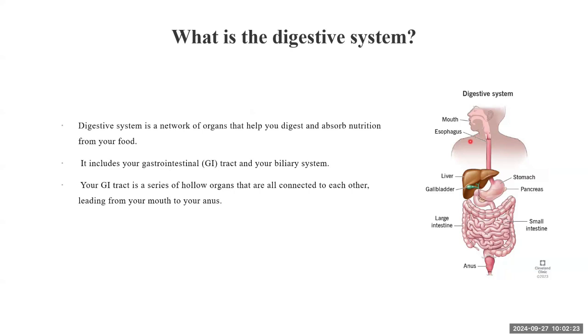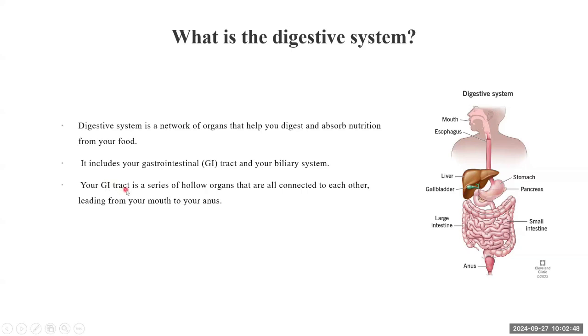Basically, the digestive system includes our GI tract. GI tract means starting from the mouth, oral cavity, esophagus, stomach, large intestine, small intestine, and the relevant apparatus which we call the biliary system. That includes your liver and gallbladder. So together, it all makes your digestive system.